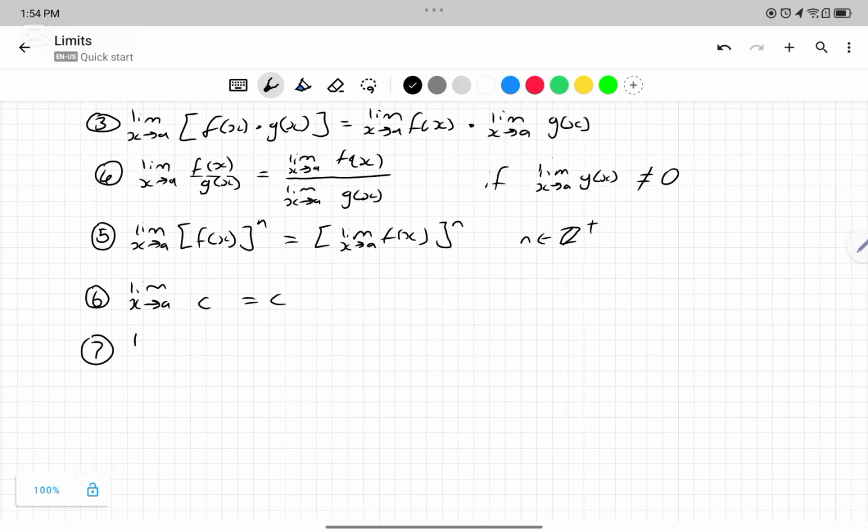7, if we're to limit a polynomial, whether it's x or x squared or x cubed, whatever polynomial there is, let's say x to the exponent of n, then we just substitute the value we're limiting towards inside the polynomial. So it will be a to the exponent of n, where n is an element of all positive integers.